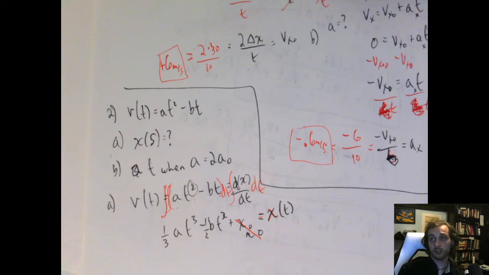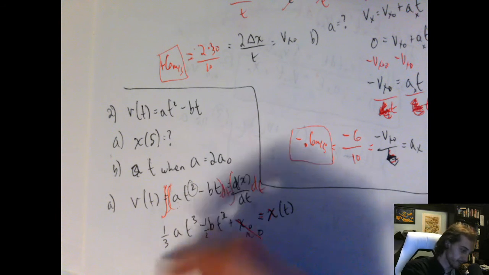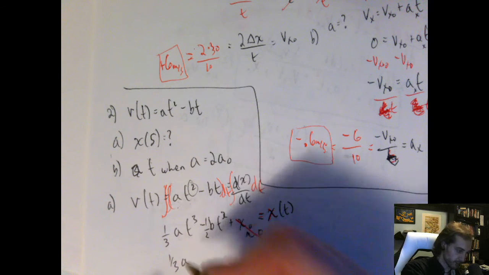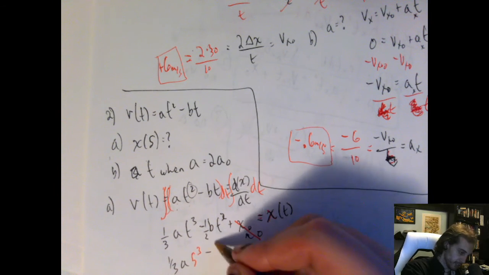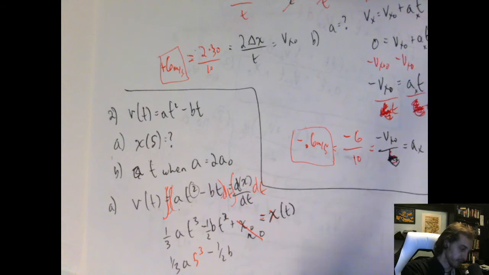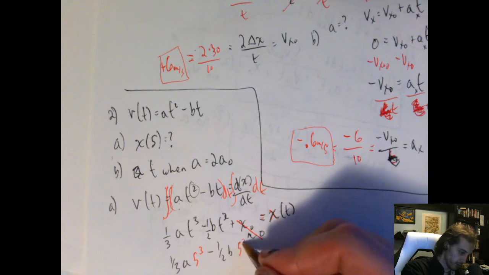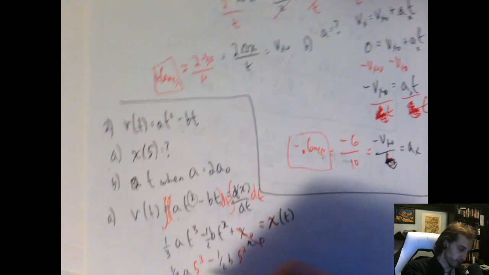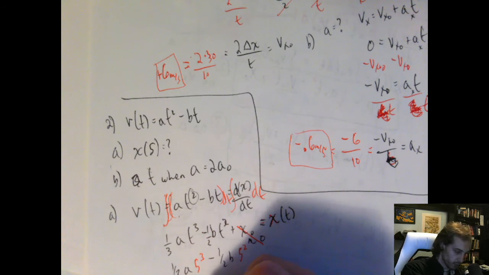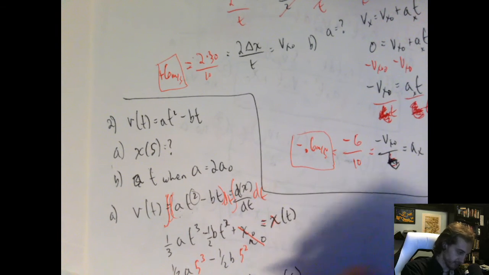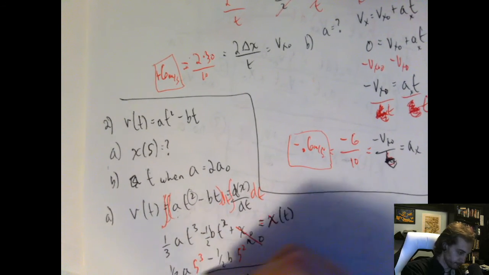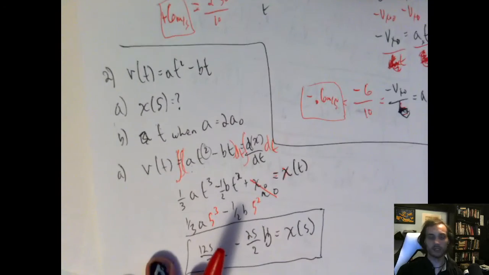We're asked to find what the position is at 5 seconds. So all we have to do is plug in 5, and that'll give us the position at 5 seconds. So in this case, we'll get 1/3 times a times 5 to the 3rd minus 1/2 times b times 5 squared. Will this be a messy answer? Oh yeah, absolutely, but that's totally fine. That's 125 over 3 times a minus 25 over 2 times b, and that's our position at 5 seconds, and there's our answer. Is it pretty? Nope. Is it done? Yep.